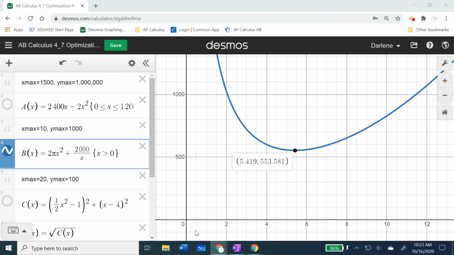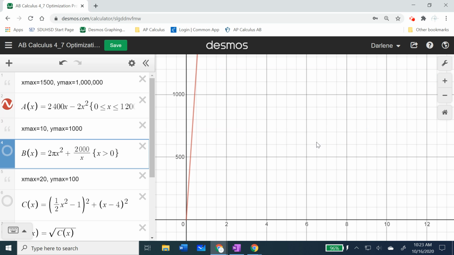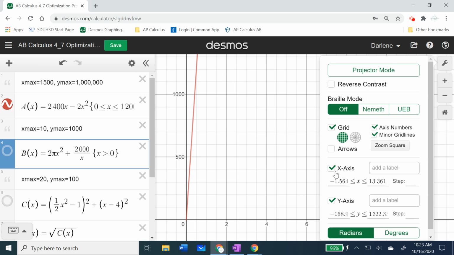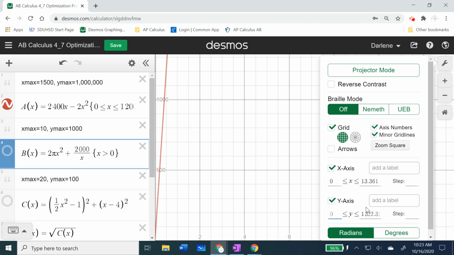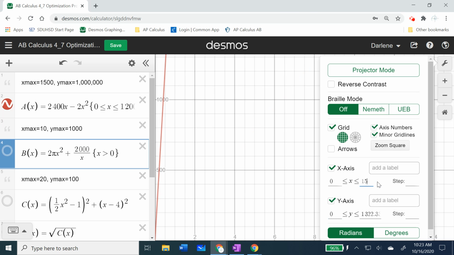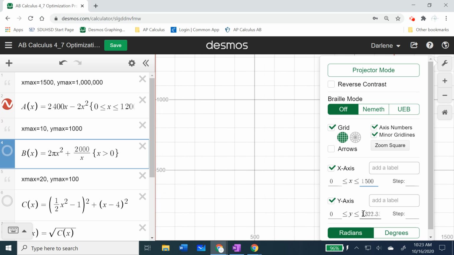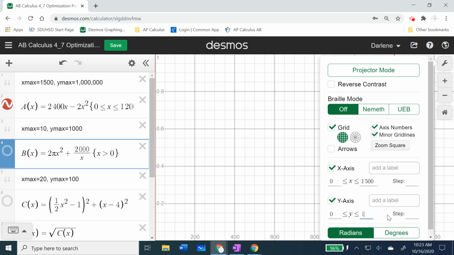And I've got ready to go the textbook problems to show you what we are working with. And I'm changing this. Just give me a second. And then that one's going to be 1,500 and 1 million. Okay.